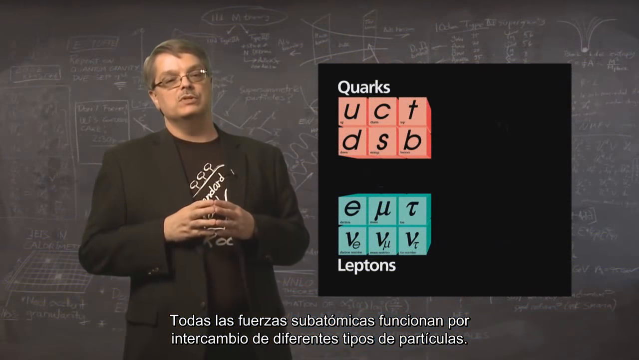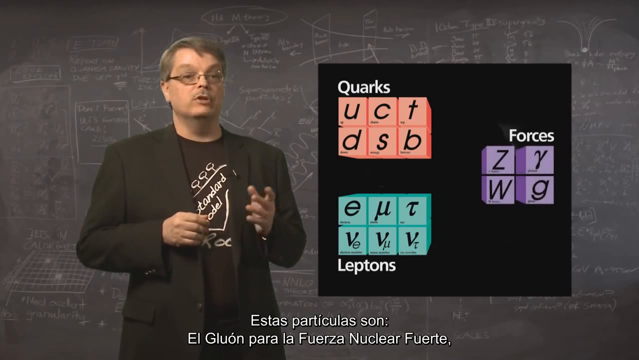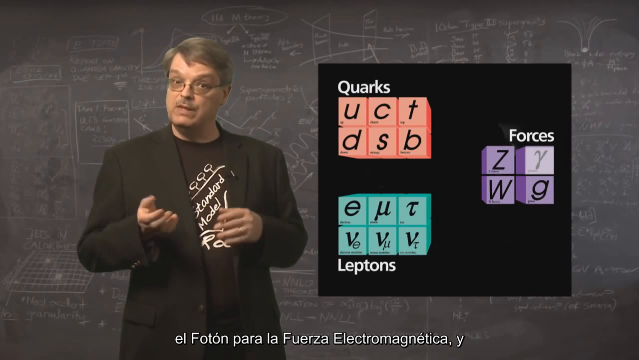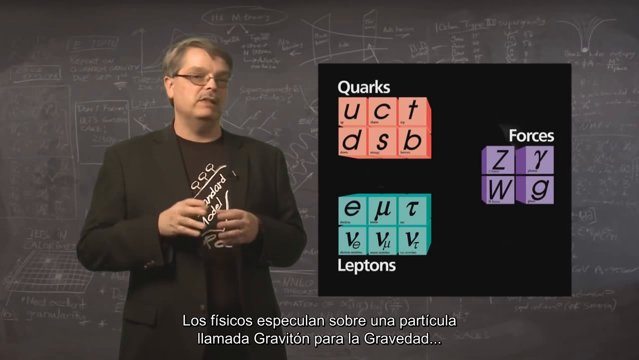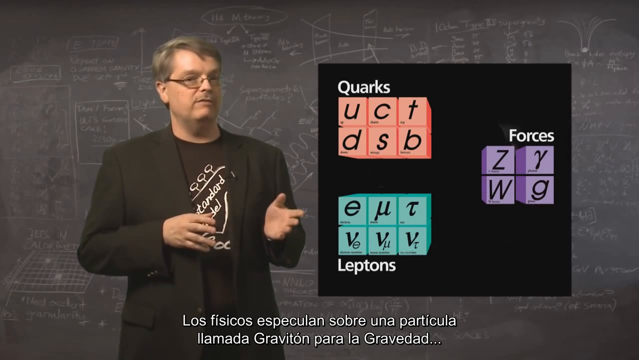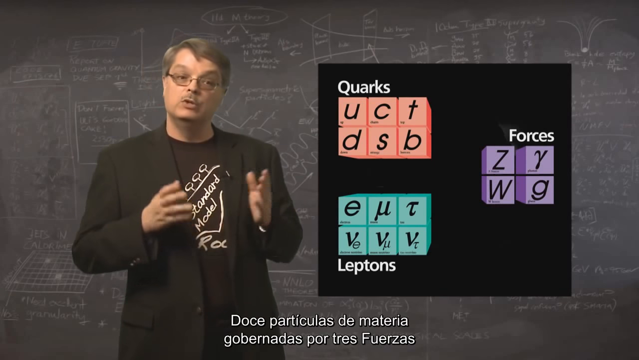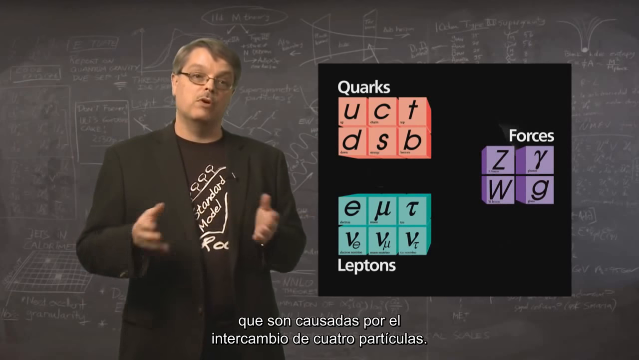All the subatomic forces work by exchanging a different kind of particle. The particles are the gluon for the strong nuclear force, the photon for the electromagnetic force, and the W and Z bosons for the weak nuclear force. Physicists speculate about a particle called the graviton for gravity, but this has not been demonstrated. So that's the Standard Model. 12 particles of matter governed by 3 forces that are caused by the exchange of 4 particles.